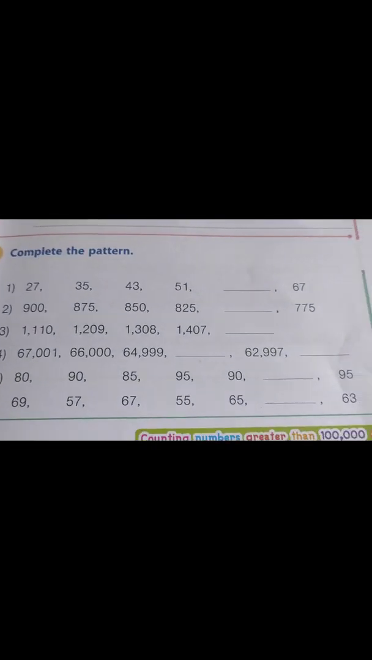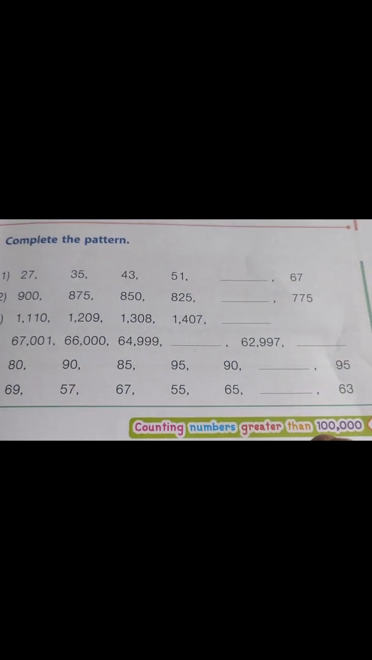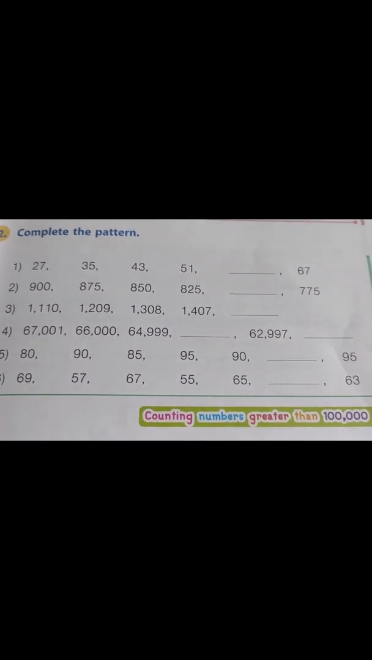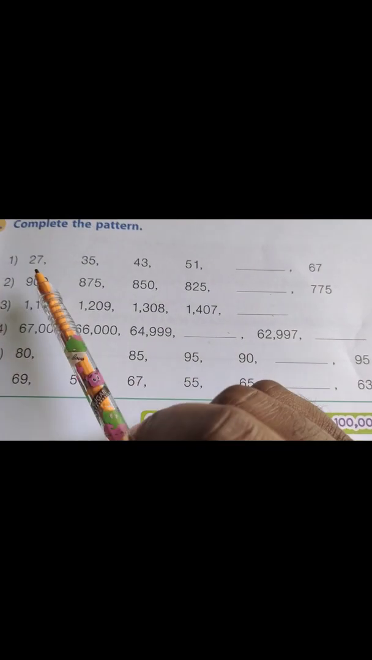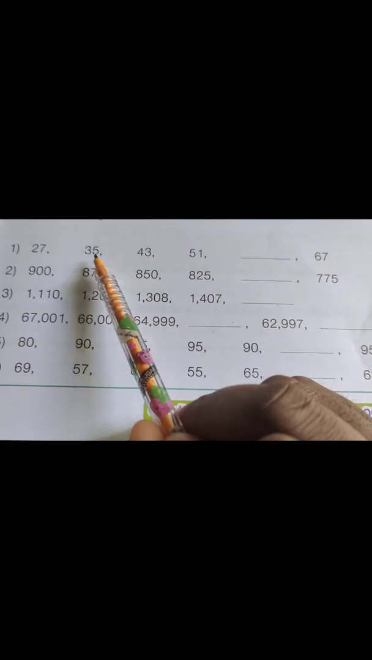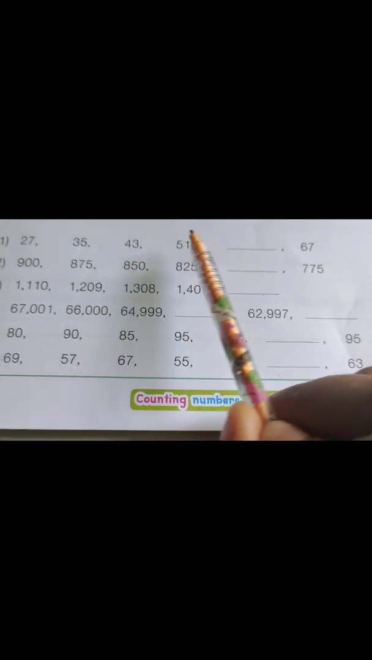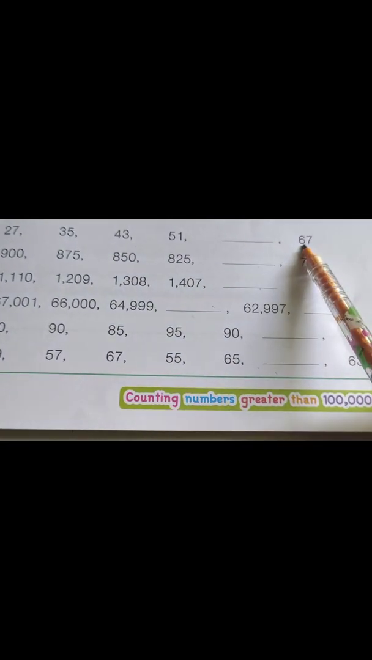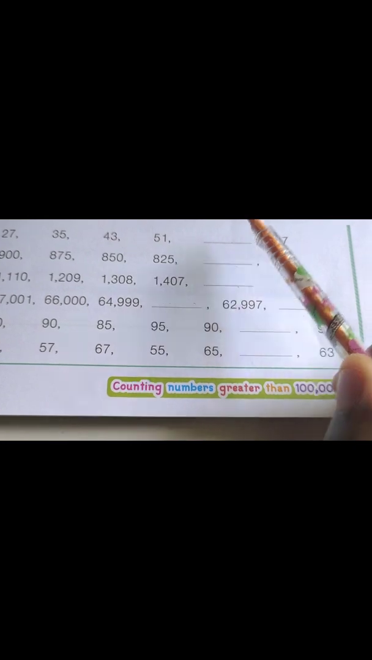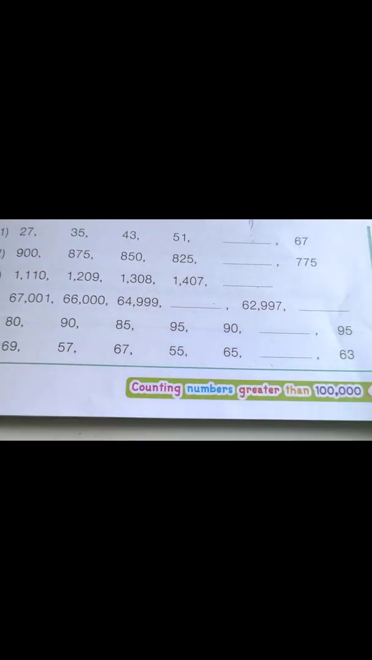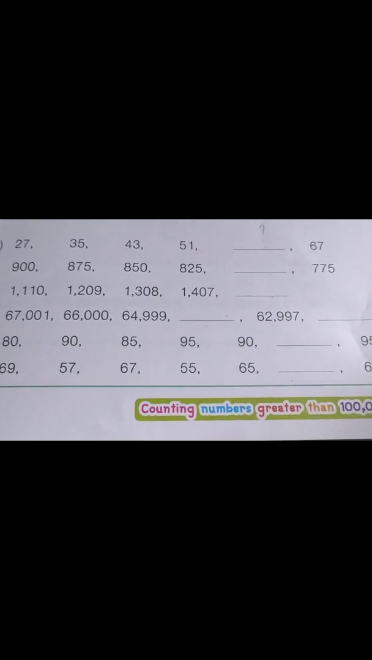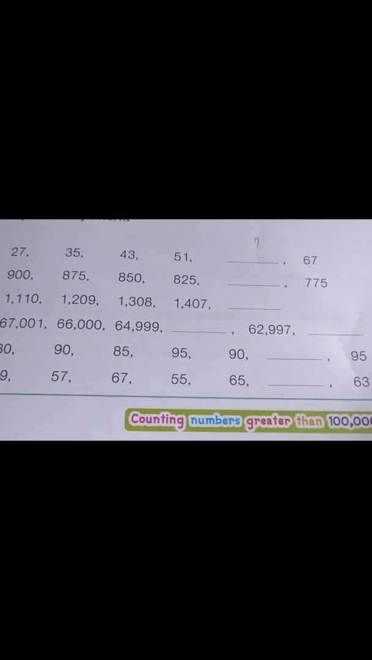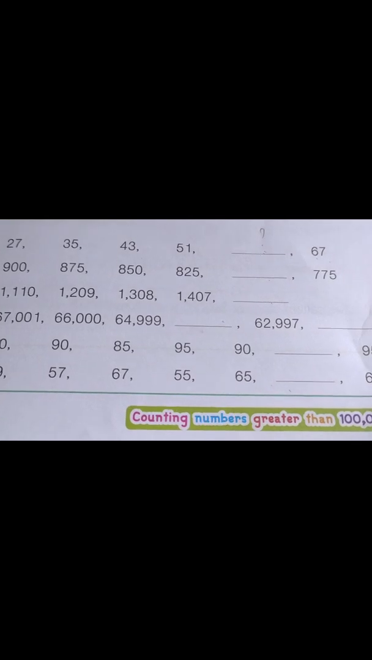Exercise 2, page 29. Complete the pattern. So you have to complete, you have blanks that you have to fill. So let's look at number 1. We have 27, 35, 43, 51, and 67. What number should be here? You have to first find the pattern. What is the pattern? Is it plus? Is it minus? And what number?